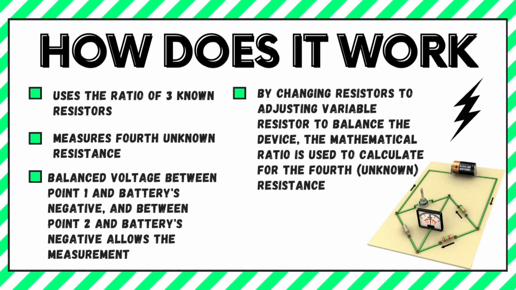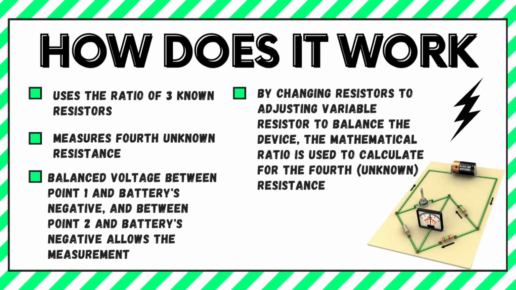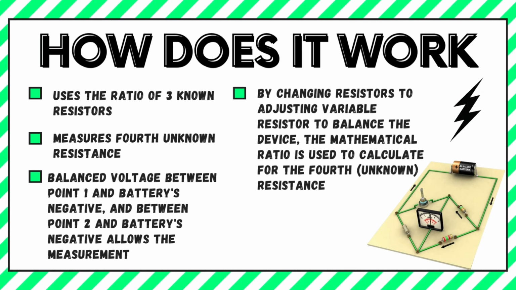How does it work? It uses the ratio of 3 known resistors to measure a 4th unknown resistance. Balanced voltage between point 1 and battery's negative, and between point 2 and battery's negative allows the measurement. By adjusting the variable resistor to balance the device, the mathematical ratio is used to calculate the fourth, unknown, resistance.